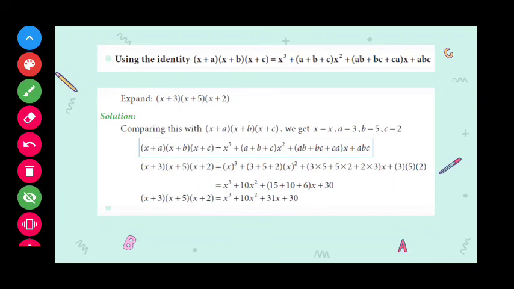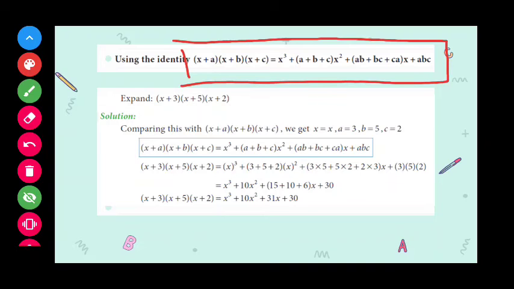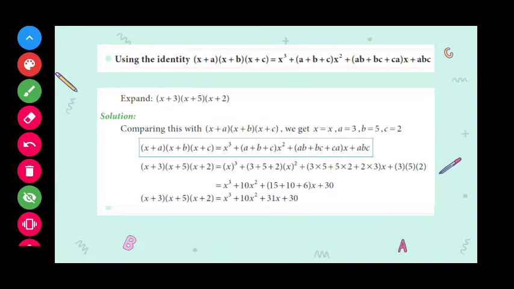So using the identity (x + a)(x + b)(x + c) is equal to x³ + (a + b + c)x² + (ab + bc + ca)x + abc. Okay, so what we have to do here is find the values of a, b and c. We have been given the problem (x + 3)(x + 5)(x + 2). Here, as you can see, this resembles the identity (x + a)(x + b)(x + c). So we can find from this that a is 3, b is 5 and c is 2.